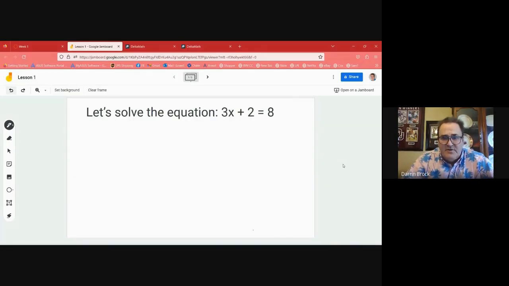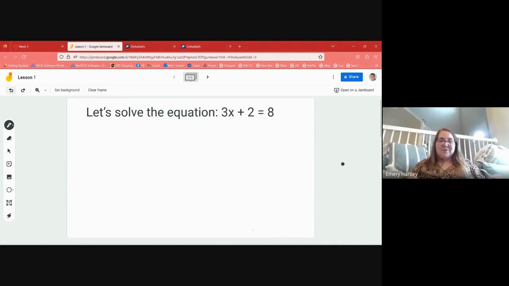So let's solve the equation 3x + 2 = 8. These are linear equations we're solving today, and we're going to talk about how to figure out how many answers each one has. If we want to solve that for x, what is the first step we need to do? Emery, tell us what we need to do first. First, you want to subtract 2 on both sides.